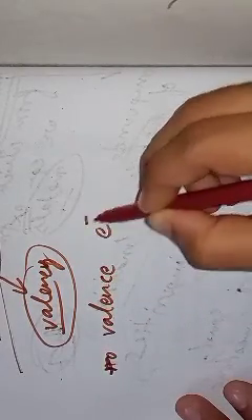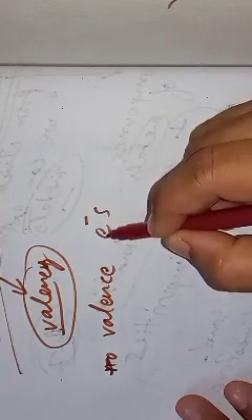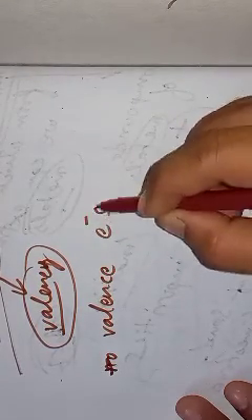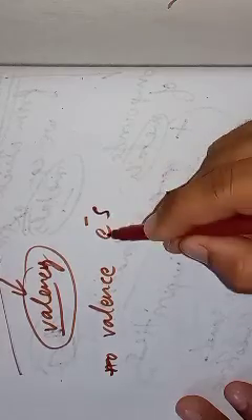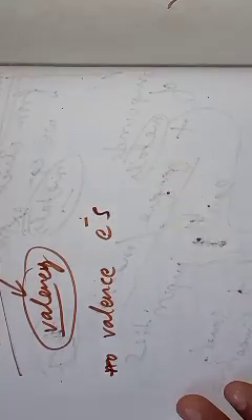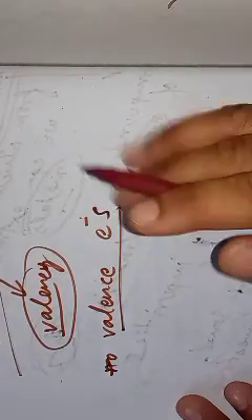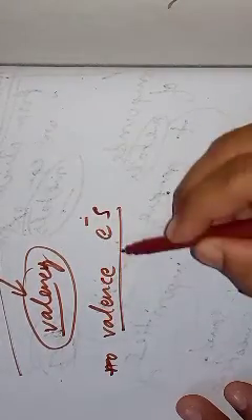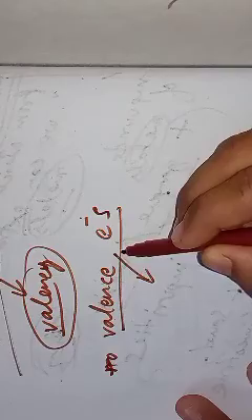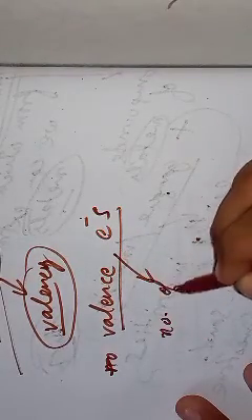Valence, I'm writing electrons in short, okay, e minus, electrons, s for the plural. e minus stands for electron and s for the plural. You can use this abbreviation. Okay, this is acceptable in chemistry. So valence electrons, number of electrons in the outermost shell of an atom.